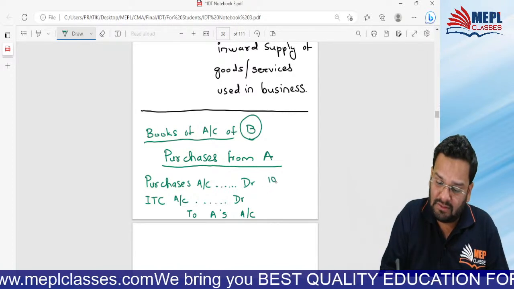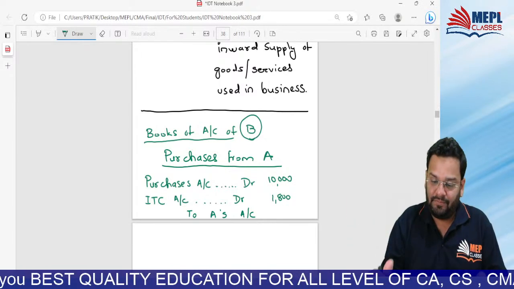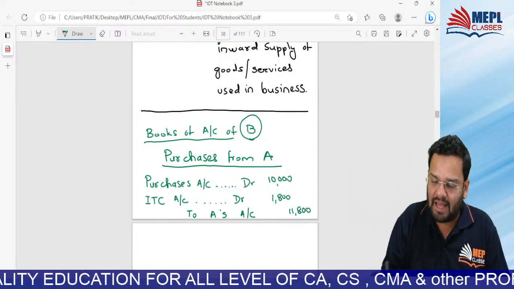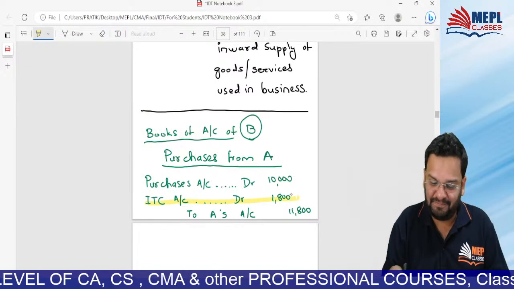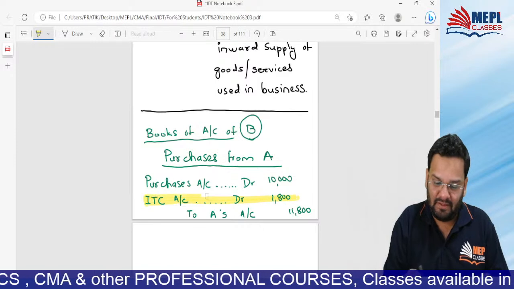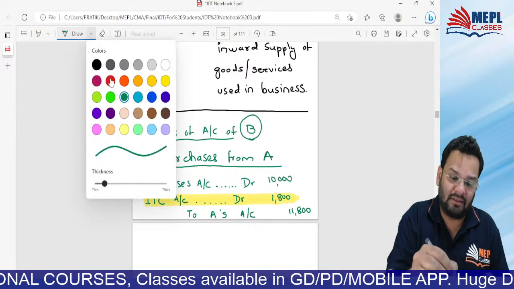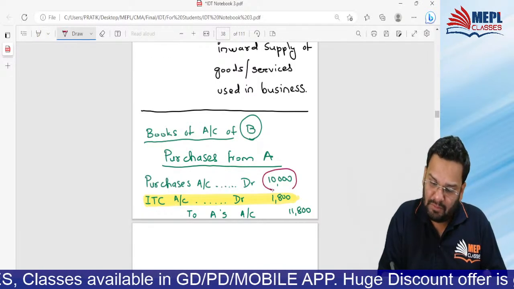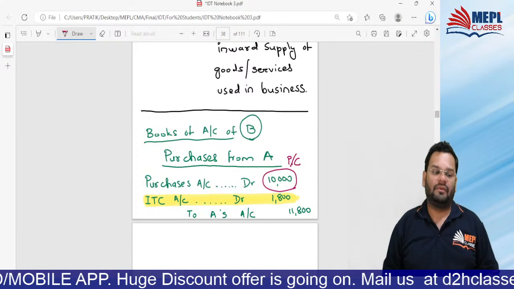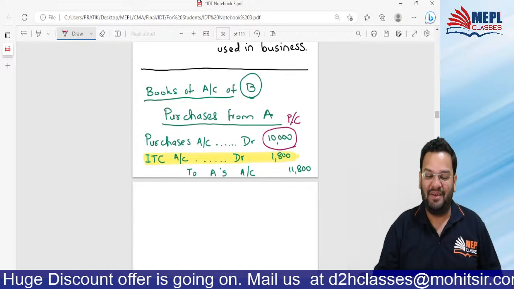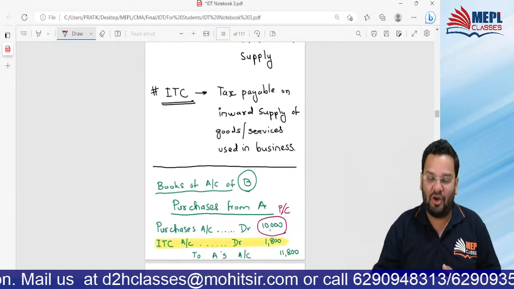So basically this 1800 of ITC becomes an asset. Did you get the point? This 1800 of ITC is the asset, and this 10,000 is your purchase cost. Yes or no, guys? Please reply in the chat window so that I understand that we all are on the same page.